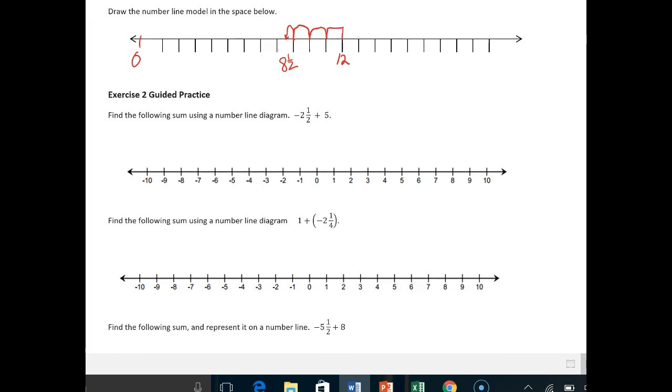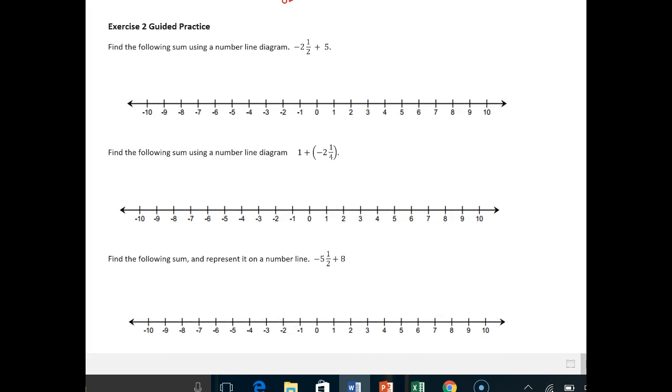Let's go ahead using the same thing here. Find the following sum using the number line diagram. -2.5 plus 5. So you would start at -2.5. Where does -2.5 exist? Well, it does not lie between 1 and 2. It lies actually between -2 and -3. -2.5 starts right there. So we can say, hey, this is -2.5.